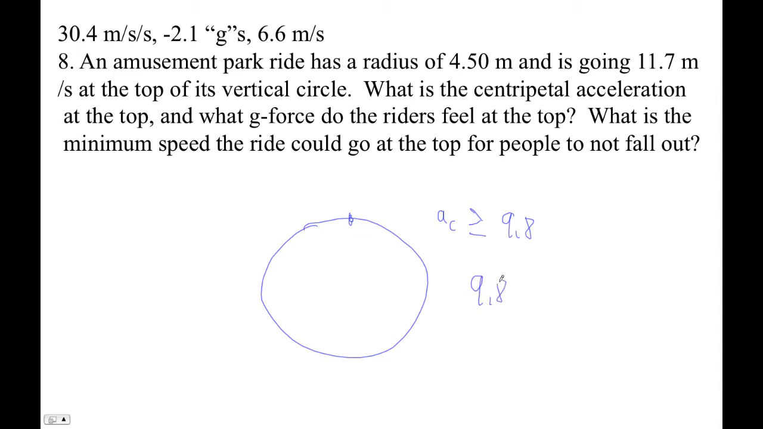So we'll go 9.8 is v squared divided by the radius, which is 4.5. Right, so I'm using the formula centripetal acceleration is v squared over r and just solving for v. So let's see, 4.5 times 9.8. Take the square root of that, and we've got 6.64 meters per second.